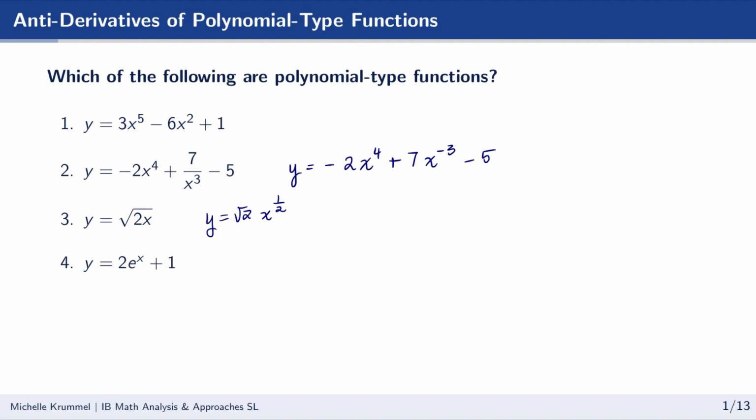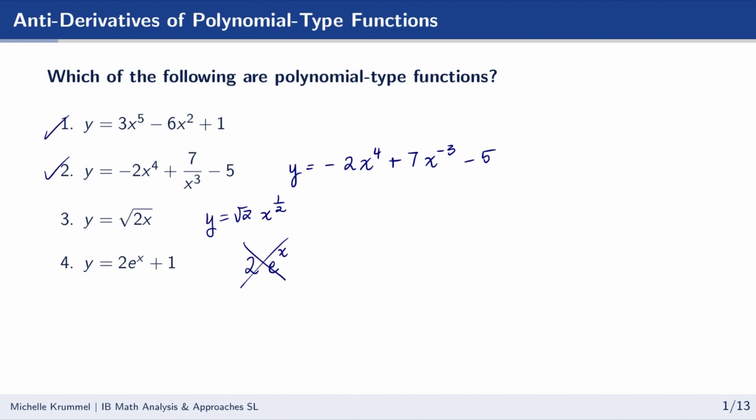Number 4, y equals 2e to the x plus 1. This is not a polynomial type function because we don't have x as the base. So this is an exponential function. 2 is a constant multiple, and e is a constant base raised to the power of x. That's not what we're looking for here. We're looking for x in the base raised to a constant power, and this is flip-flopped, right? This is a constant base raised to a variable power, x. So this one is neither a polynomial function nor a polynomial type function.